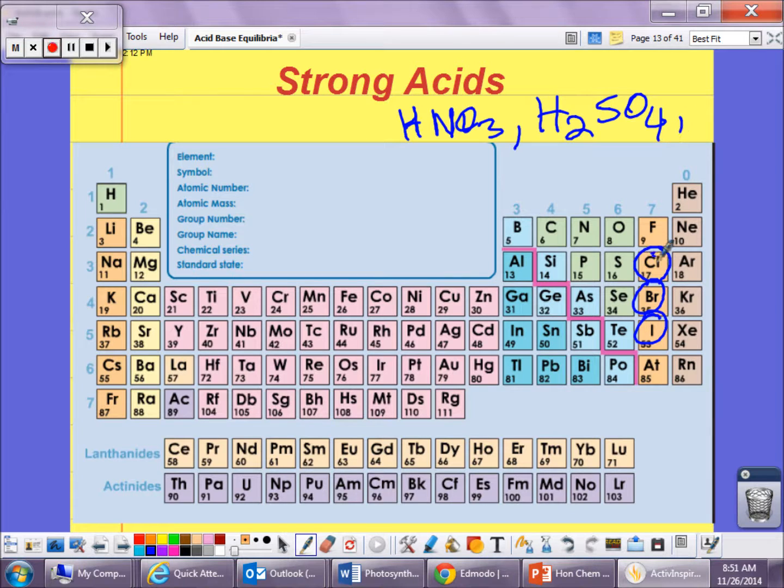Go to that Cl, make 2 more with that Cl. It is HClO3, which is chloric acid, and HClO4, which is even stronger. HClO4, perchloric acid. You are responsible to know your strong acids. Any other acid that is not strong is weak. So those are 7 strong acids.